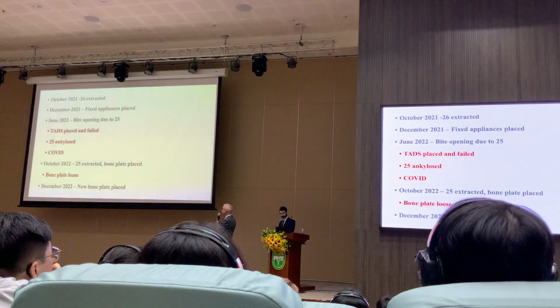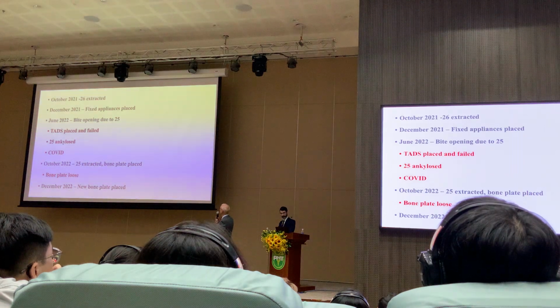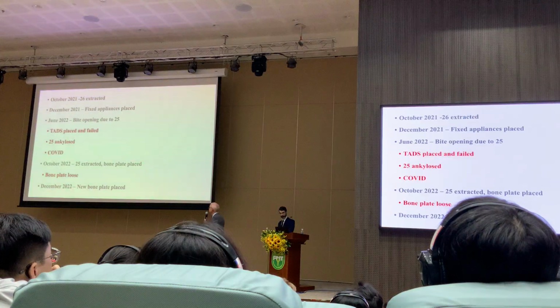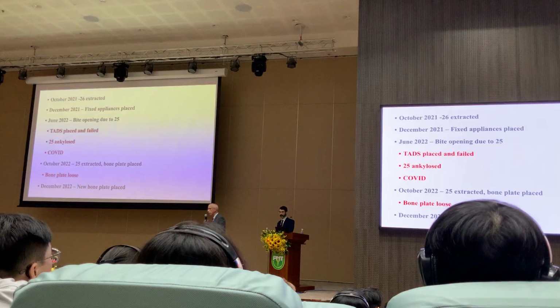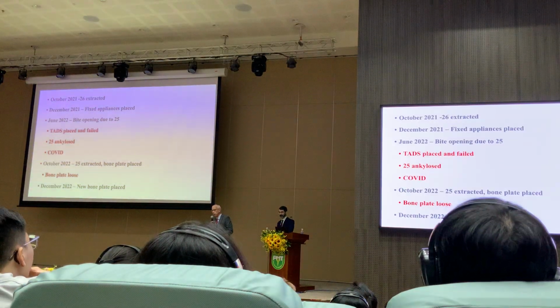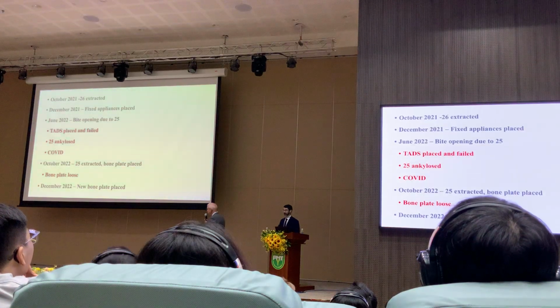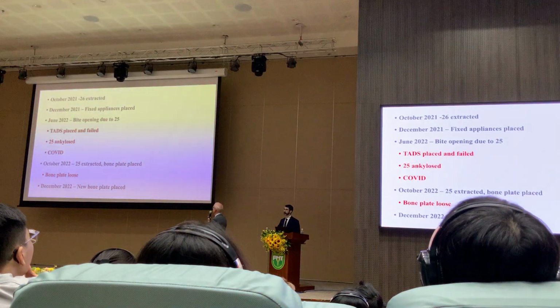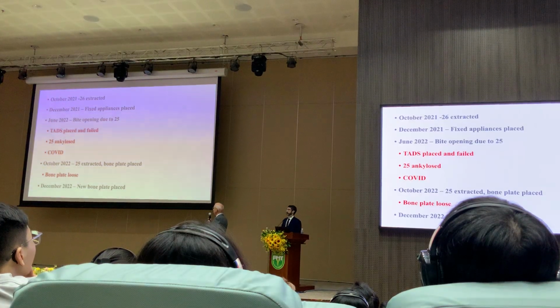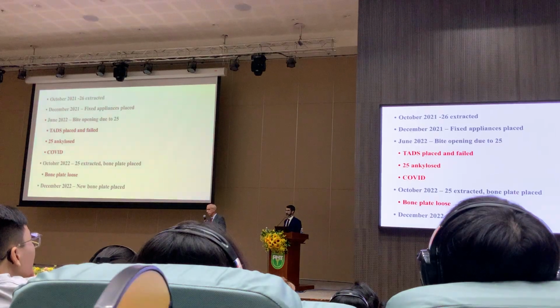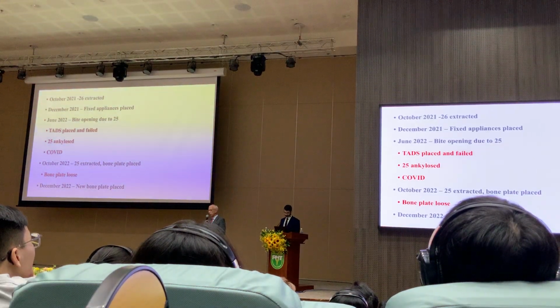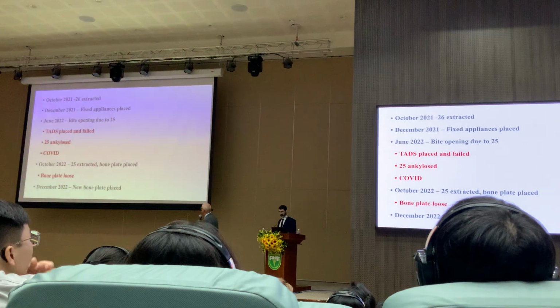So just a quick time frame: we extracted the 2-6, and then we had some problems as we tried to pull down the 2-5. As it turned out, the adverse effects with the 2-5 that we were experiencing were because the 2-5 was ankylosed. So we warned him about that, so we had to go back and have the 2-5 extracted. We put in some TADs to also try to correct the occlusal cant, and they all failed. So I then went to a bone plate.